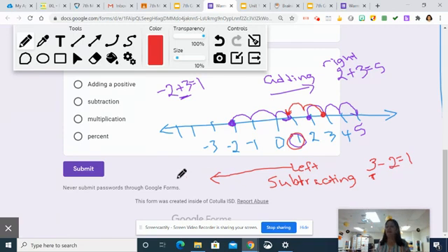Okay, now what if you start at a negative? What if you have negative 3 minus 2? Is that going to change anything? Does that change the direction? That does not change the direction. That only changes your starting point. We're starting at negative 3. Because we're subtracting, we're moving left. 2 hops to the left, and it's going to leave us at negative 5.